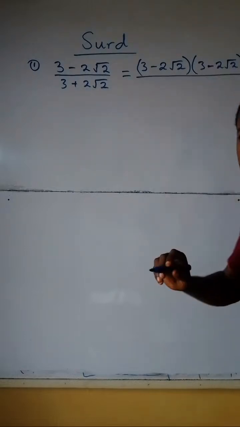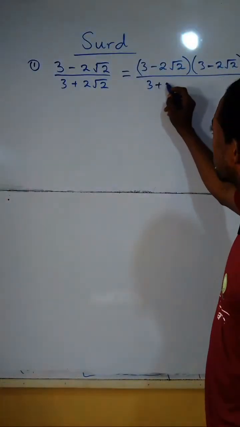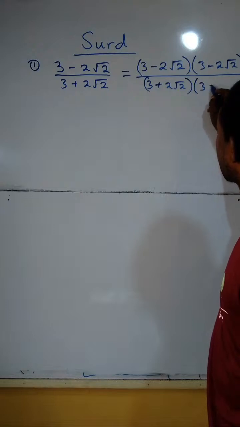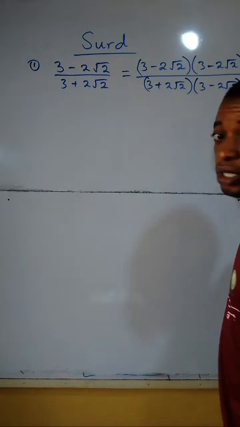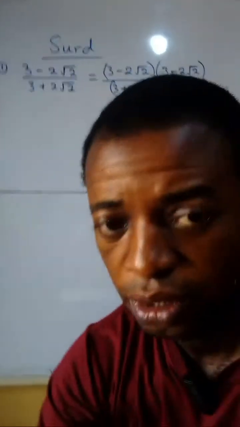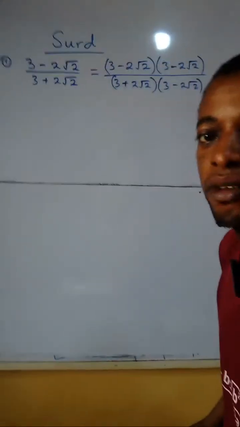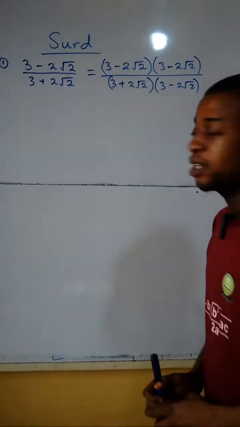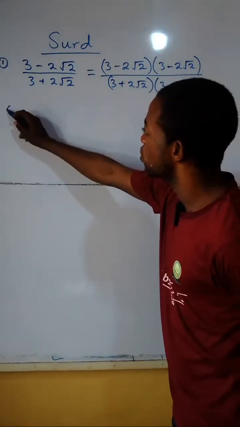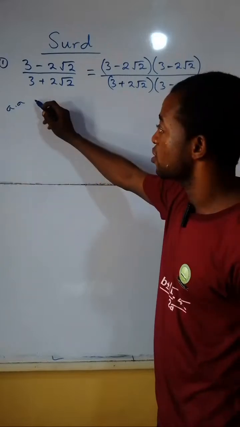Then divided by, in the same way, we multiply this by the same thing, which is 3 plus 2 root 2. Then multiply by also 3 minus 2 root 2. From above here, we have the same thing inside the bracket. So it's similar to when we have a times a, and when we have a times a, that's the same thing as a squared.